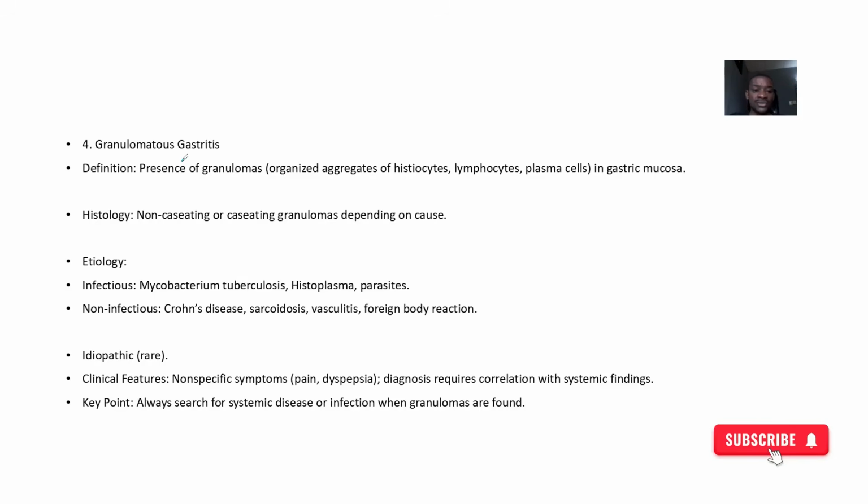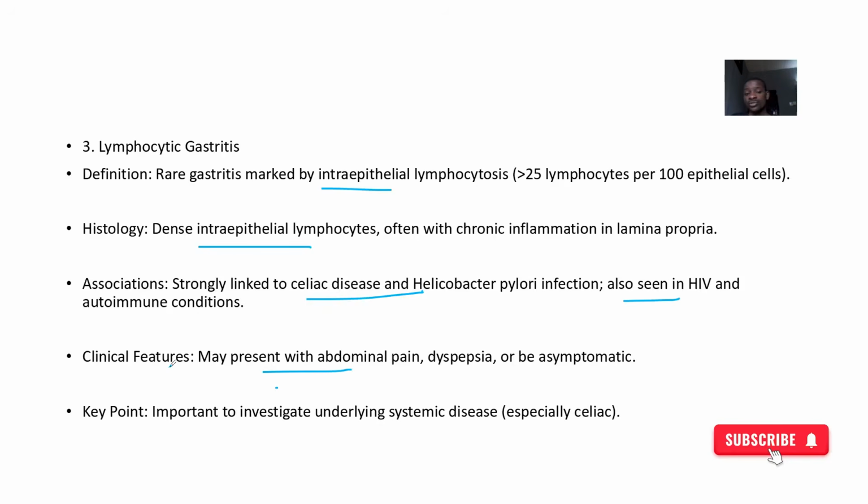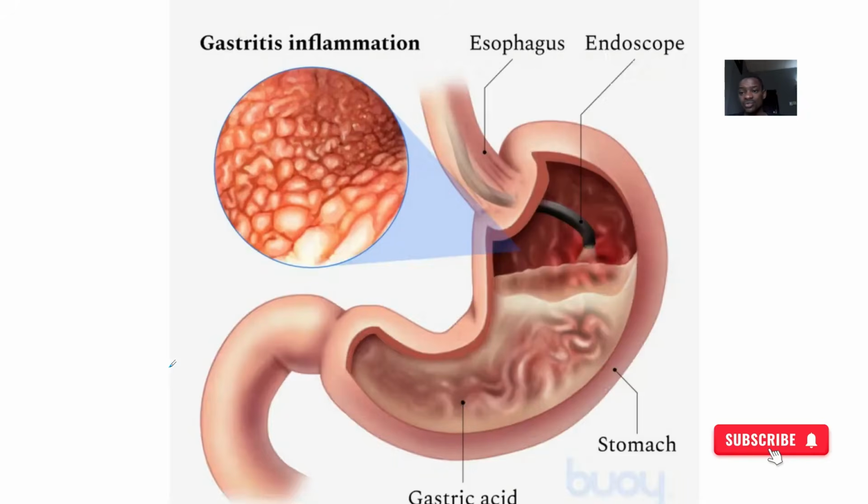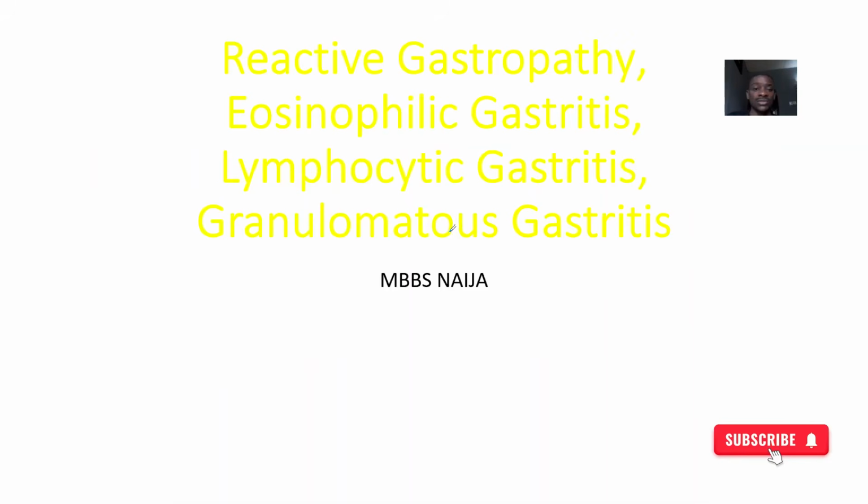Granulomatous gastritis is the presence of granulomas in the gastric mucosa, non-caseating or caseating granulomas, depending on the cause. Etiology could be infections like Mycobacterium tuberculosis, histoplasma, parasites. Sometimes it's caused by Crohn's disease, sarcoidosis, vasculitis, foreign body reactions. And sometimes the cause is not known. So describing all these terminologies that we'll soon be mentioning here and there, this is what they actually are.